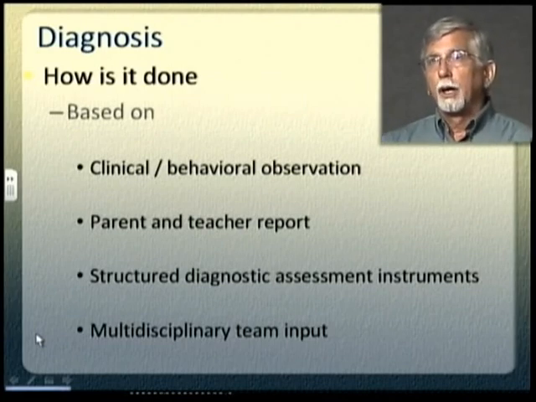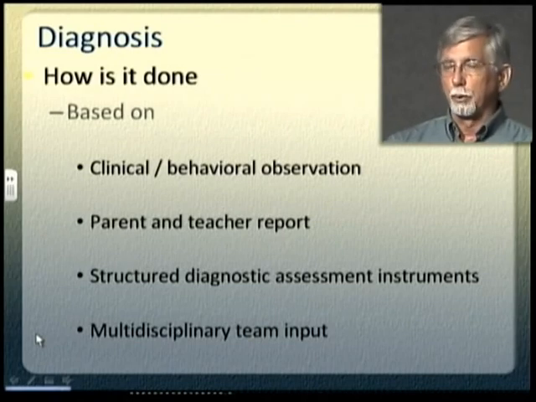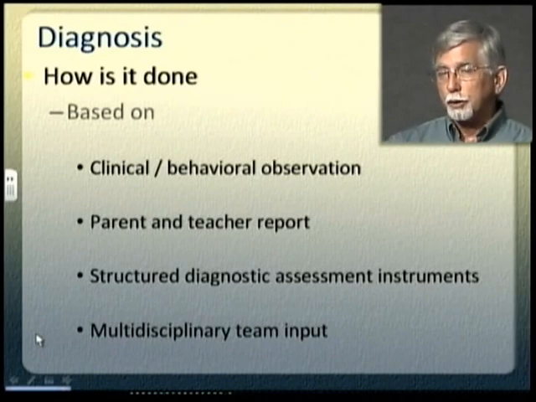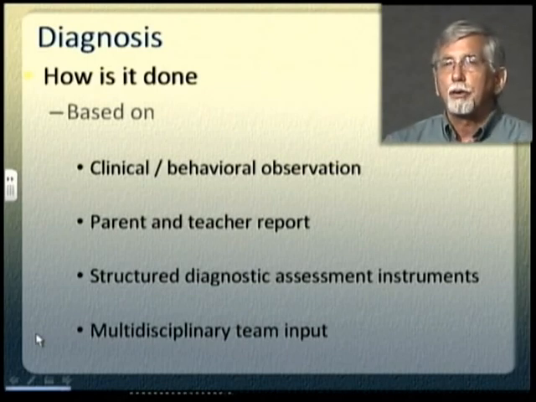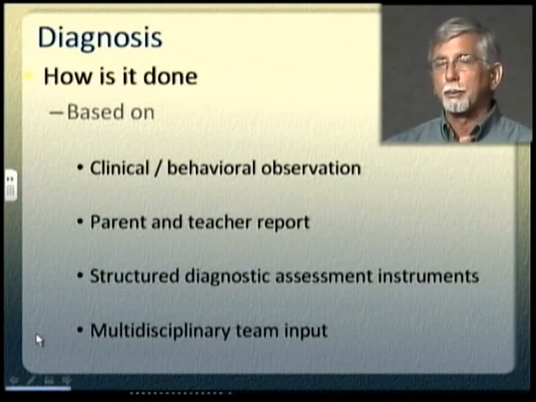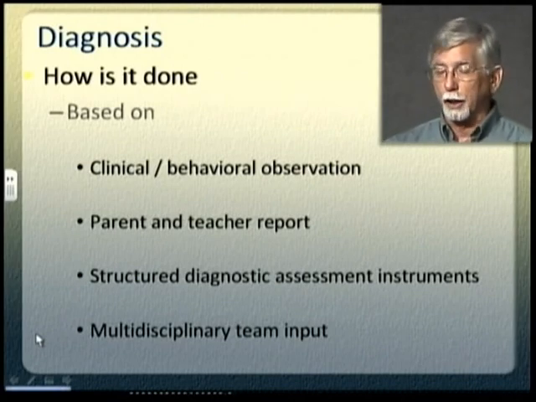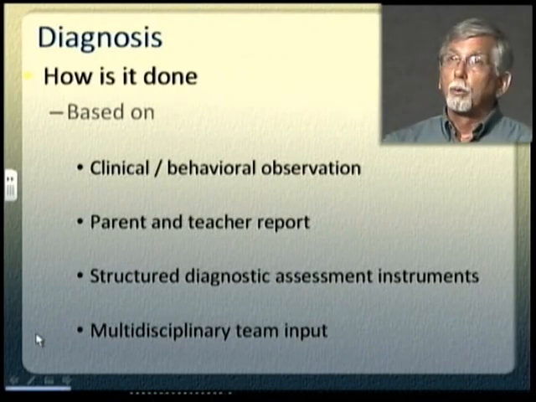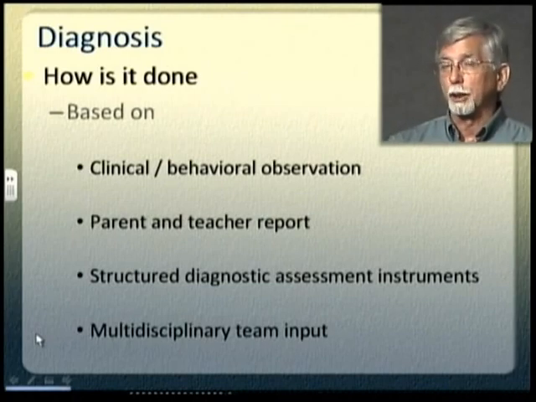In either case, a good diagnostic assessment is going to include some key components. First of all, it's going to include some clinical or behavioral observation. Someone is going to be looking at this child in some context that provides us with real-life information about their interaction with other people, about their communication, and about how they occupy their time in terms of repetitive behaviors. So observation is going to be an important part of any diagnostic evaluation. We're going to want to get parent and teacher report of characteristics of autism. We might use some of those screening instruments that I talked about earlier.